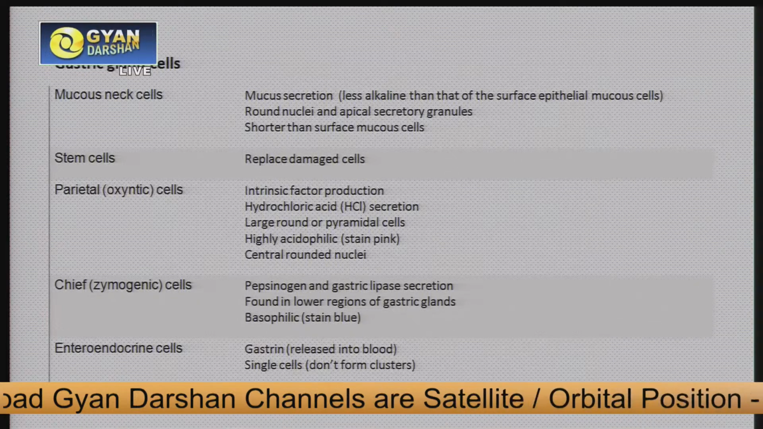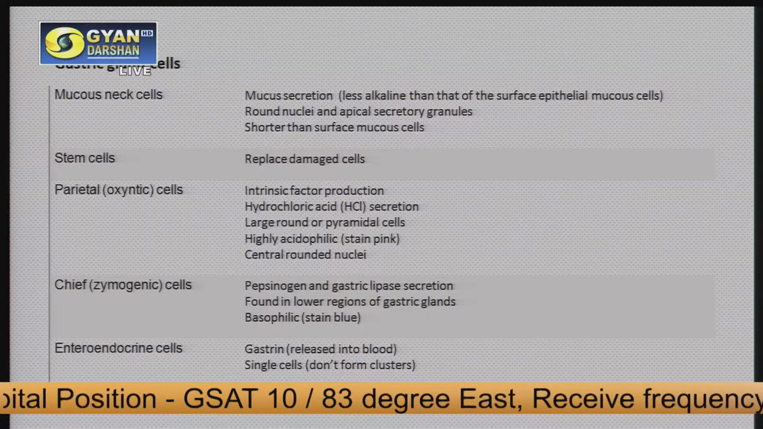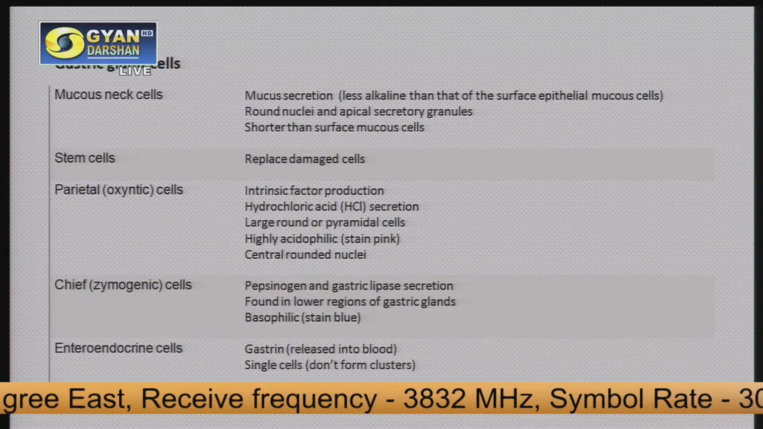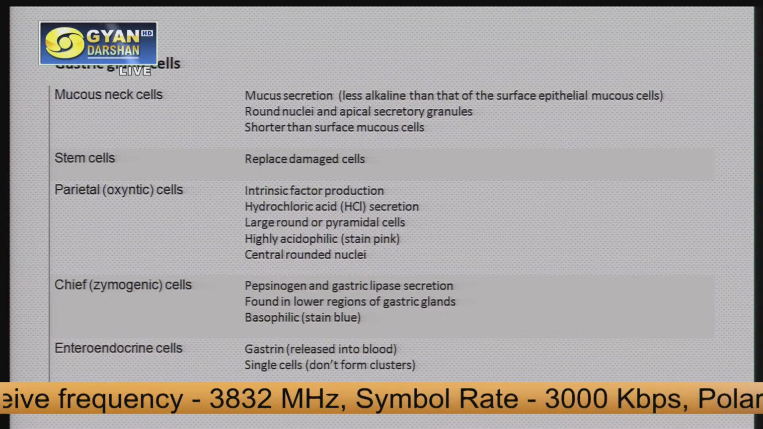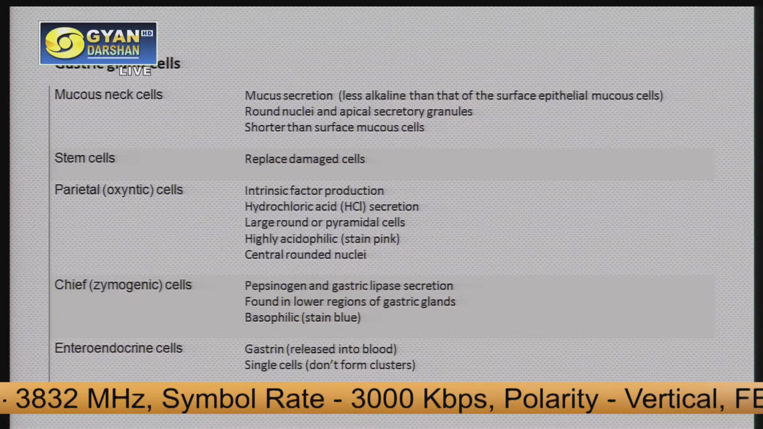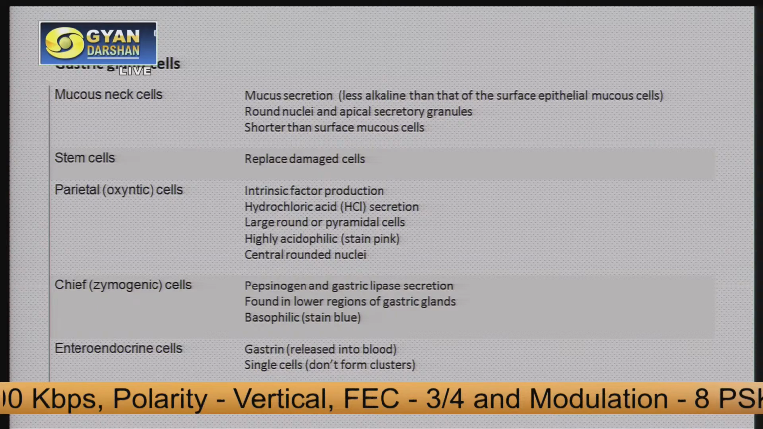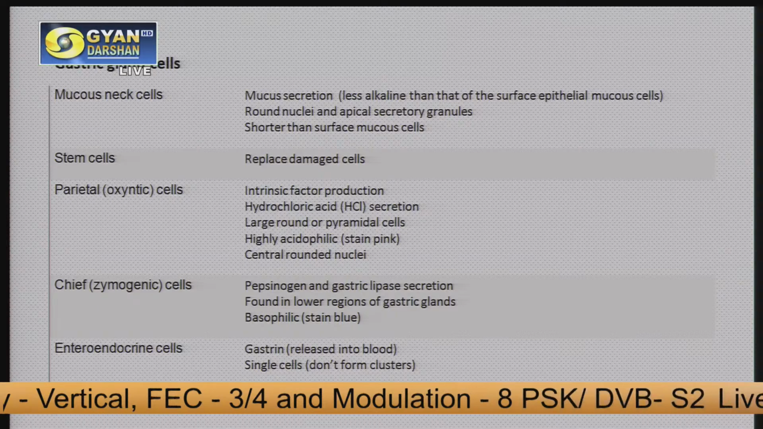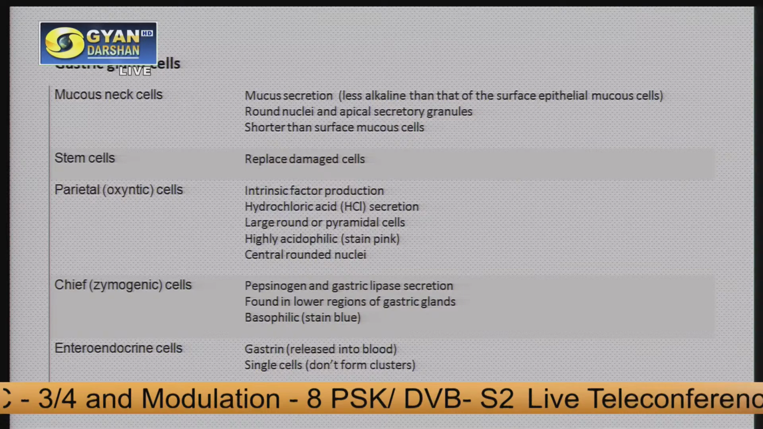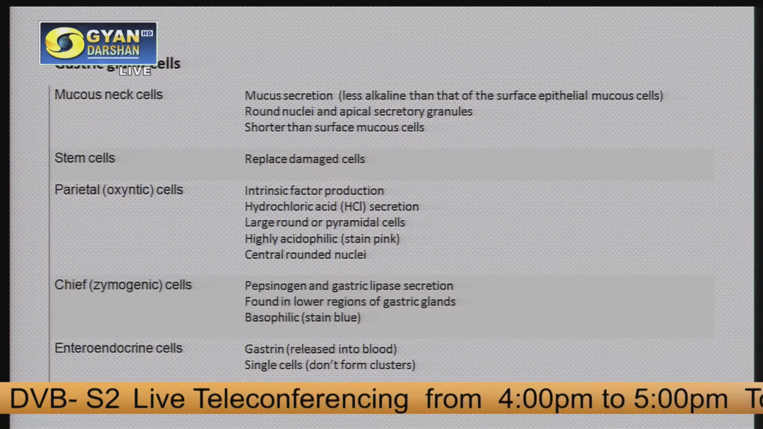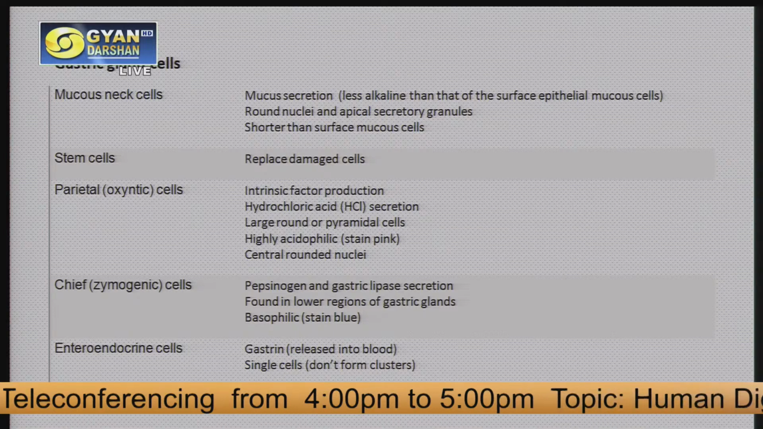Now there are important gastric gland cells. They are mucous neck cells, stem cells, then parietal cells, chief cells, and endocrine cells. And all of these cells have very important functions. As you can see, mucous neck cells: mucus secretion. Stem cells replace the damaged cells. Parietal cells, also called oxyntic cells, secrete HCl and intrinsic factor. Chief cells: pepsinogen. Enteroendocrine cells: gastrin, which is released into the blood, and they are single cells which don't form clusters.